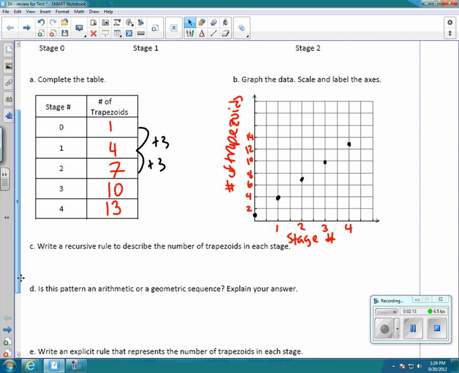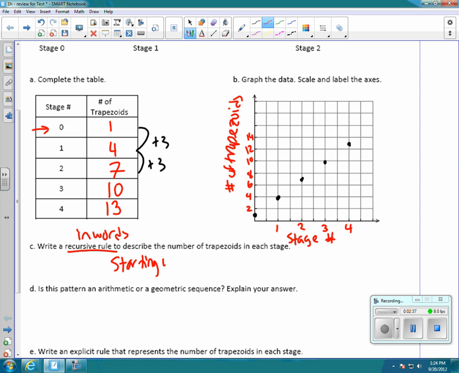All right, so moving down, we want to write a recursive rule to determine the number of trapezoids. And we talked about a recursive rule being something really just in terms of words, what's happening. And we said it's really important to have the first term, and the first term is associated with stage 0. So in this case, in words, we are starting with 1 trapezoid and adding 3 for each stage.